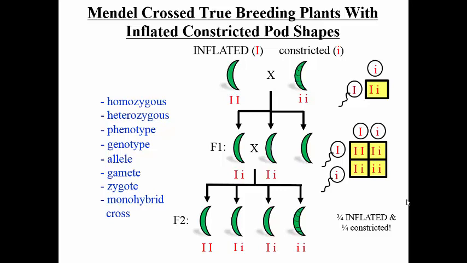Monohybrid cross is a cross involving one gene. Dihybrid cross is involving two genes. And there's something we can do called a test cross that I want to talk about now. This is a bit of a side, but something important that we should talk about.